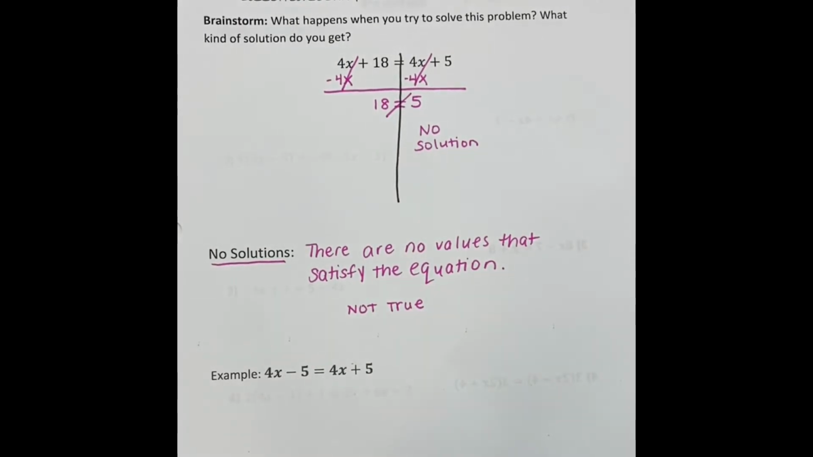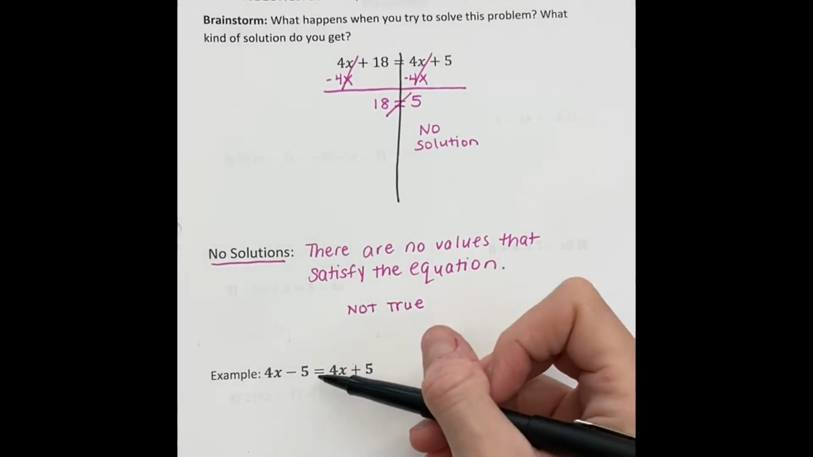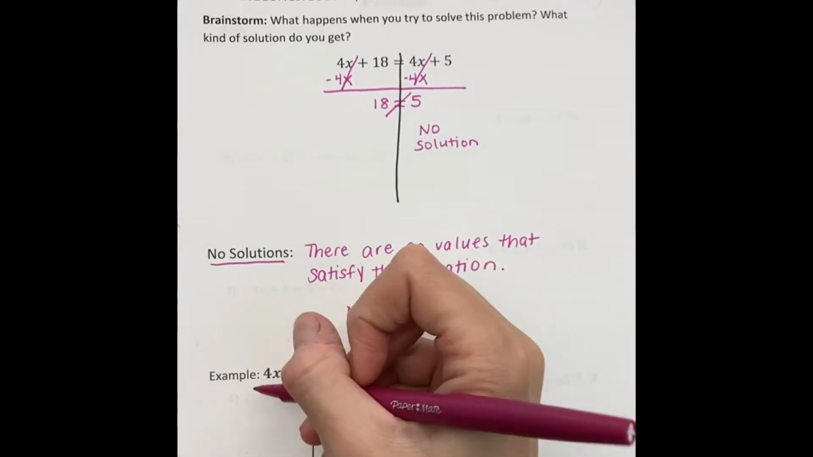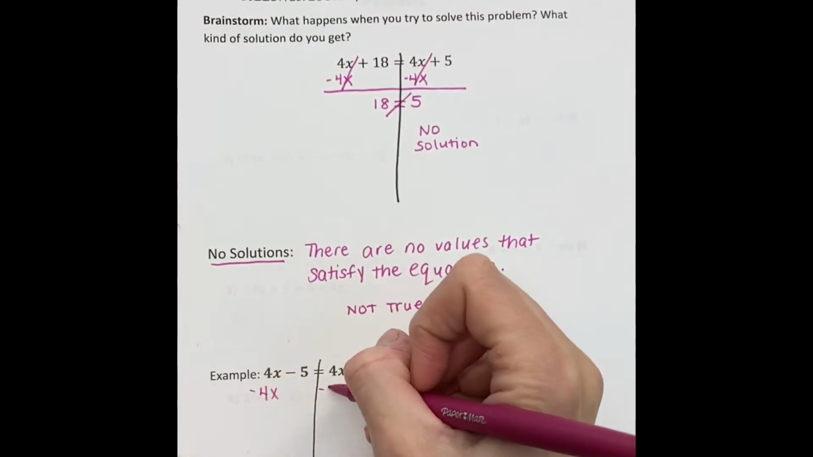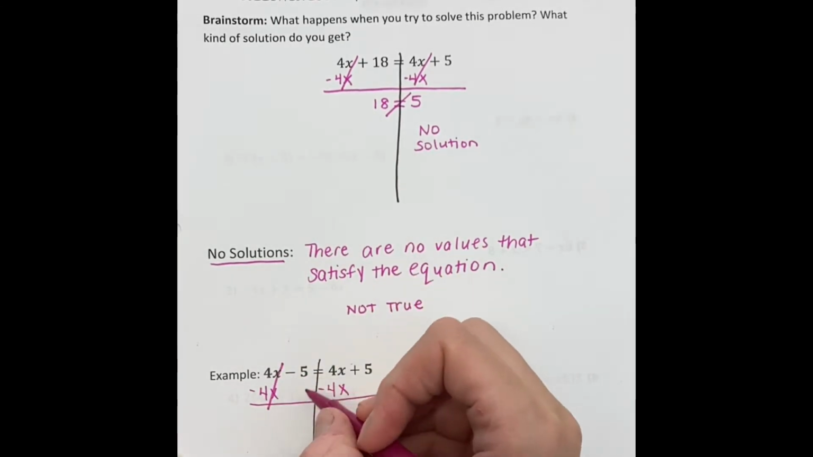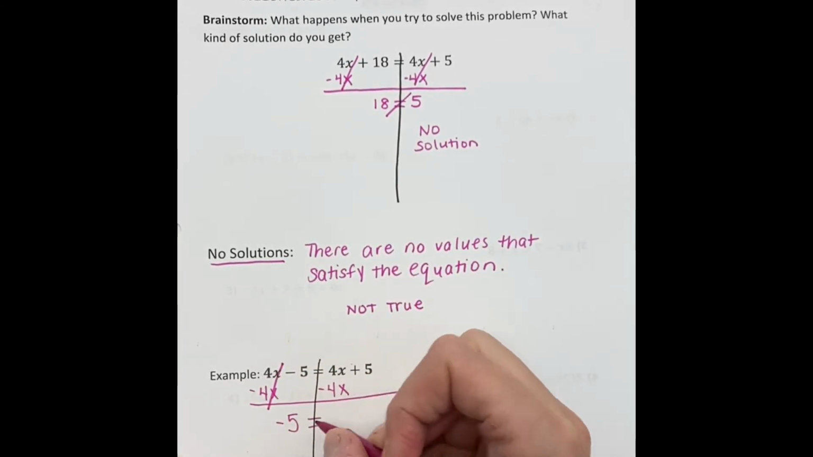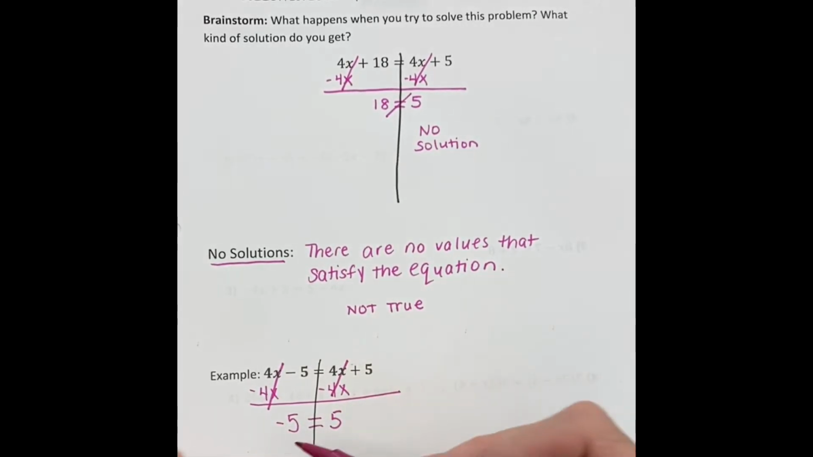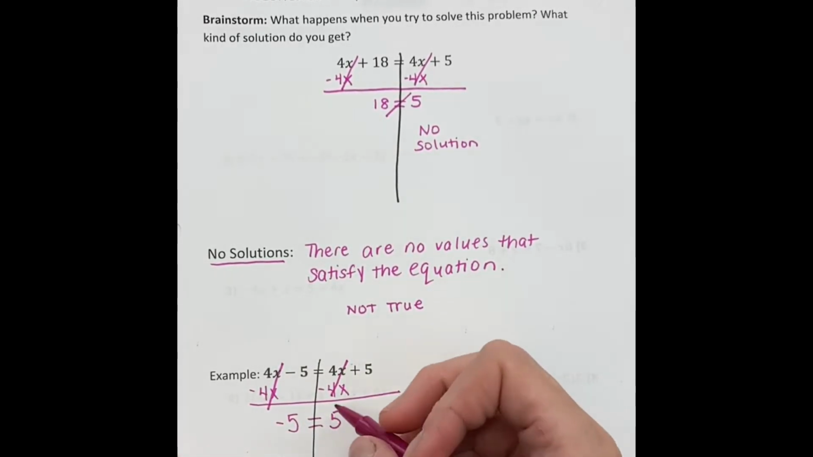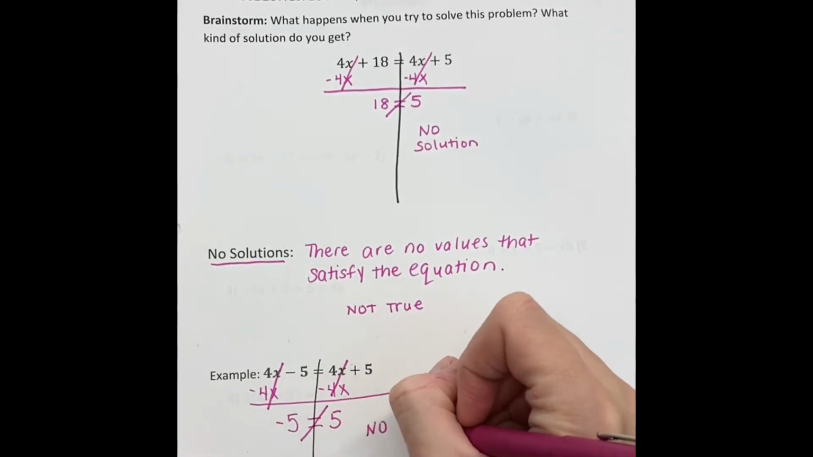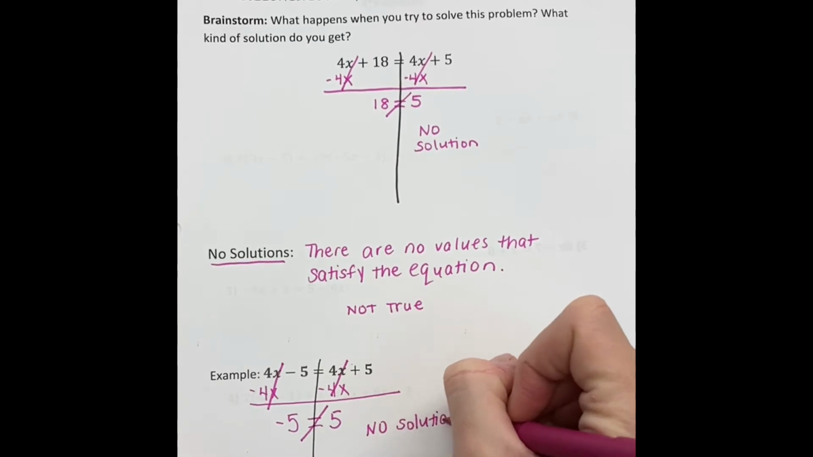Let's look at the next example. I have 4x minus 5 equals 4x plus 5. So first thing, I need to get my variables to one side. So I'm going to subtract 4x on both sides. 4x minus 4x cancels and leaves me with a negative 5 equals 4x minus 4x goes to 0 and leaves me with a 5. Does negative 5 equal 5? No, negative 5 is not the same as 5, so that means that we have no solution.